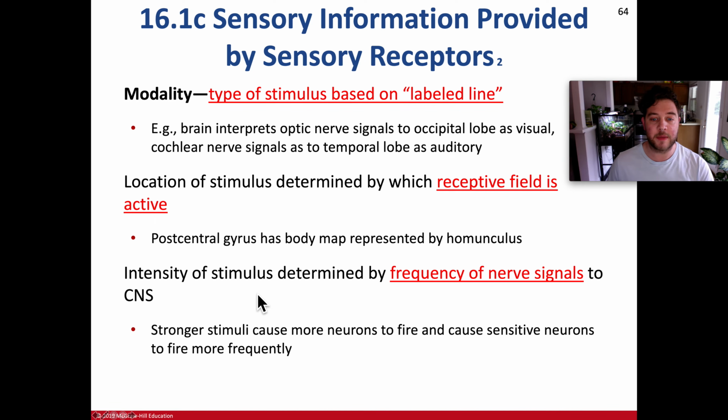Okay, so the intensity of a stimulus is determined by the frequency of nerve signals to the CNS. Remember, we said that in the nervous system, if it wants to increase the intensity of a signal, it increases the frequency of that signal. A stronger stimulus causes more neurons to fire, and causes sensitive neurons to fire more frequently. So with a more intense stimulus, the hotter something is, the sharper something is, the rougher clothing might be for you, something like burlap that's very rough, that's going to send even more stimuli, or an even higher frequency of signals, to signify an intense stimulus.